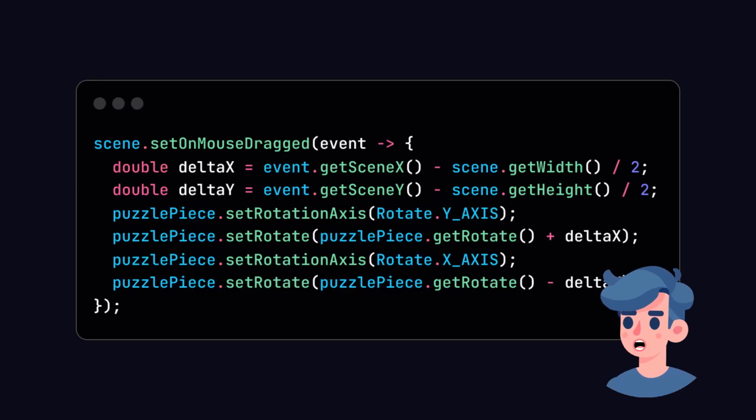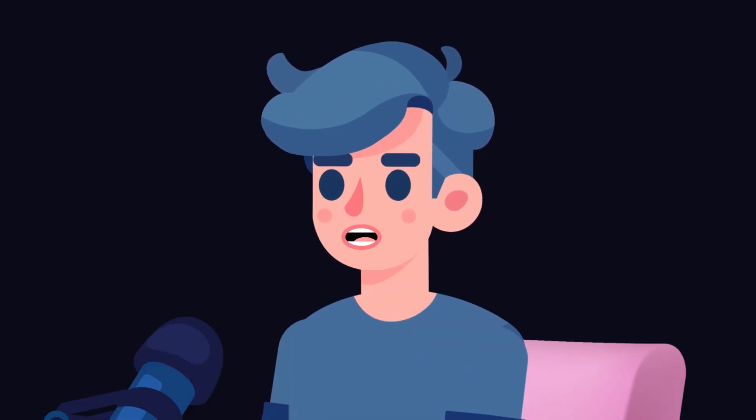Next, we want to introduce controls for our 3D puzzle game. We'll implement basic rotation controls to rotate the puzzle pieces using mouse movement. The mouse drag event updates the rotation of the puzzle piece based on the mouse movement. This allows players to interactively explore the 3D environment.